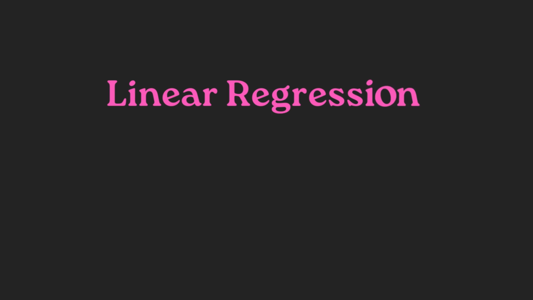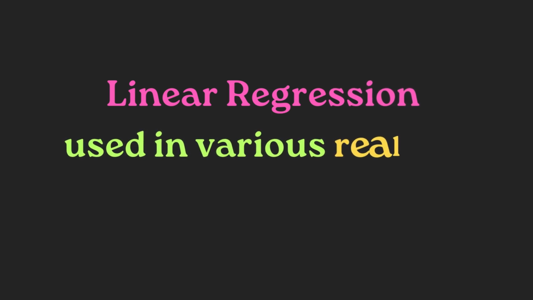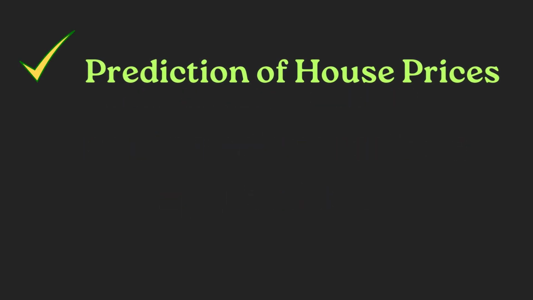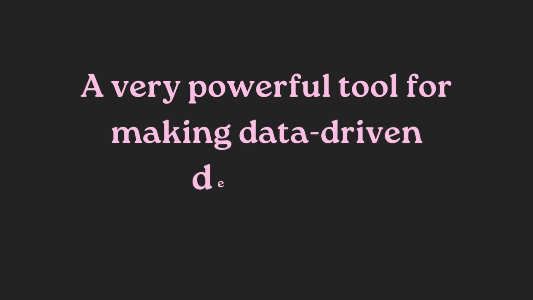Now, in summary, linear regression isn't just a theoretical concept, it's used in various real-life applications. For example, it's used in predicting house prices based on features like square footage and location, analyzing sales trends over time, and even in machine learning algorithms. It's a very powerful tool for making data-driven decisions.